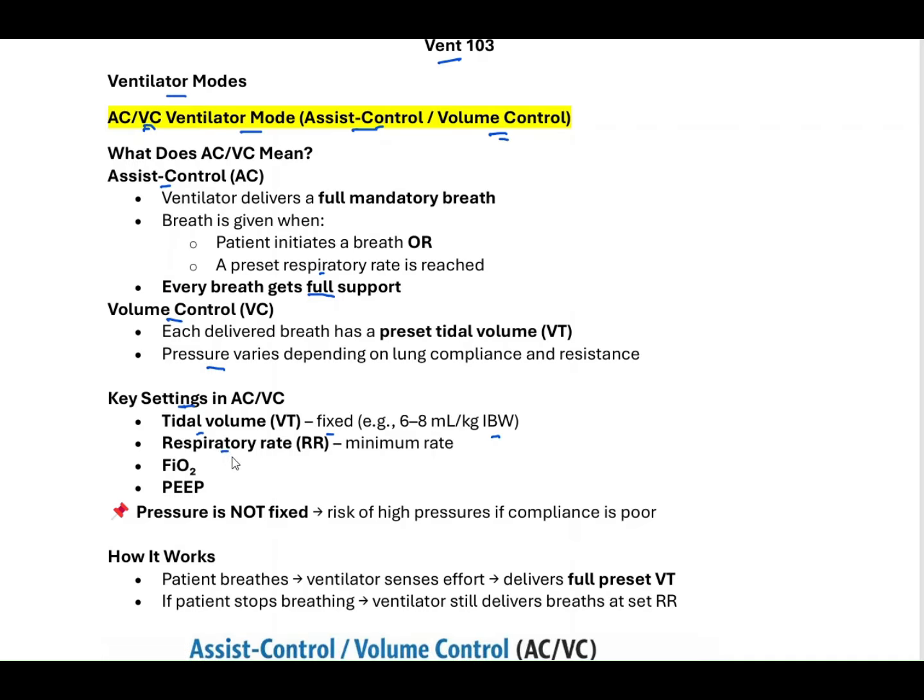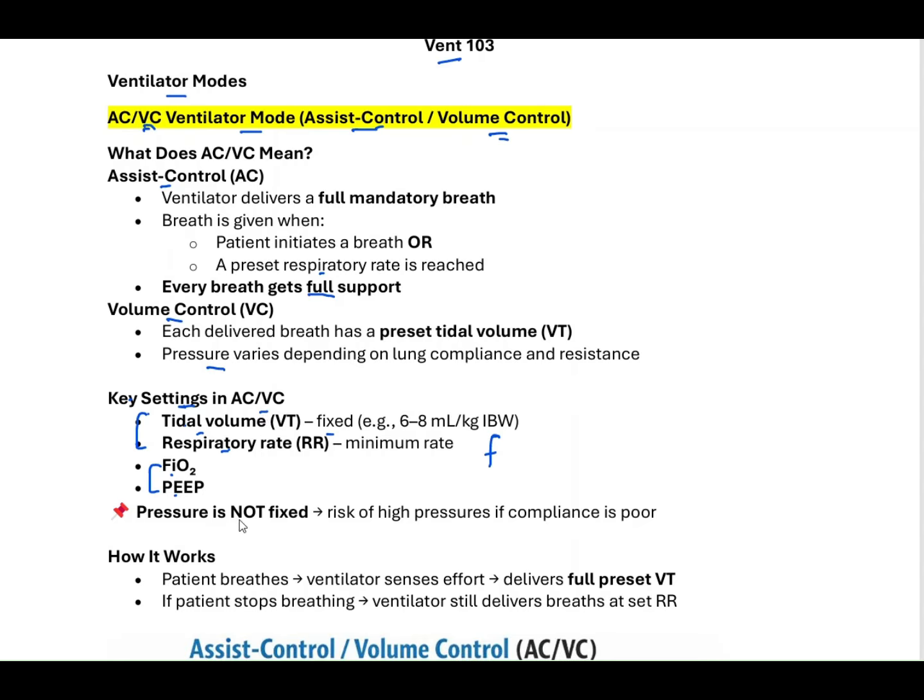Next, you're going to set your respiratory rate or mechanical rate, which is most of the time represented by F. You're going to set your FiO2 and PEEP. Like we mentioned in the past, both the tidal volume and the respiratory rate are going to help with what? Ventilation. And your FiO2 and your PEEP are going to help with oxygenation. So those are the key settings we're going to have on AC/VC.